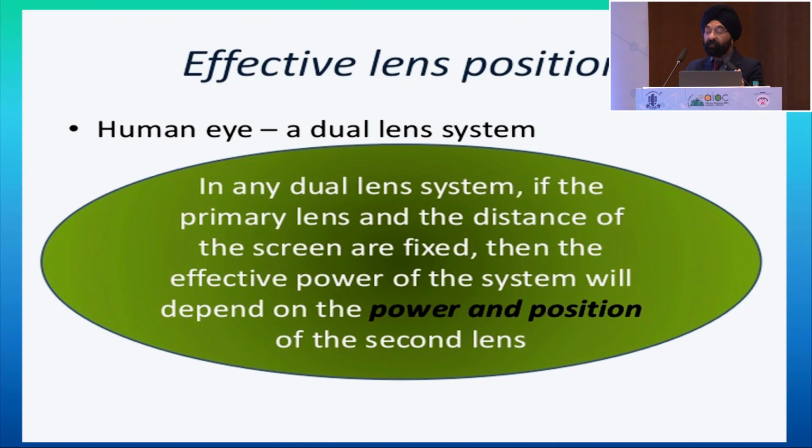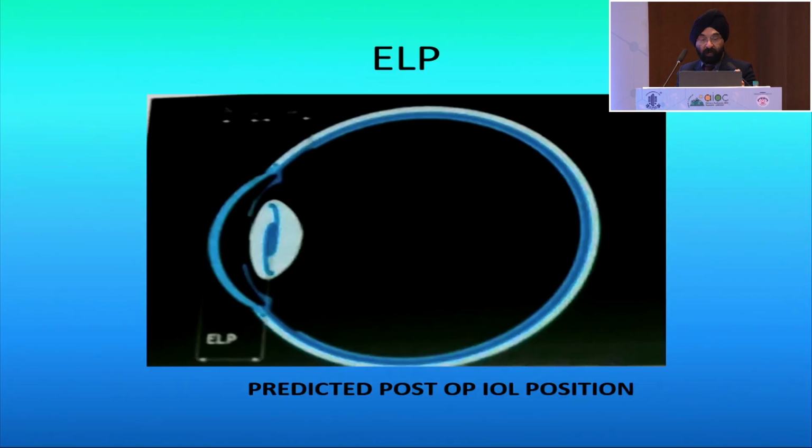The human eye is a dual lens system. In any dual lens system, if the primary lens and the distance of the screen are fixed, which in the eye is fixed, cornea is fixed in position, and axial length is fixed, then the effective power of the system will depend on the power and position of the second lens. In the human eye, in phakic, it is the crystalline lens, but in pseudophakic eye, it is the power and position of the second lens, that is IOL.